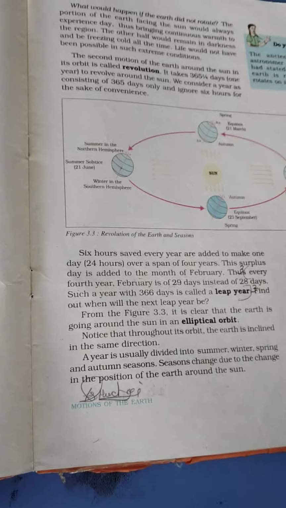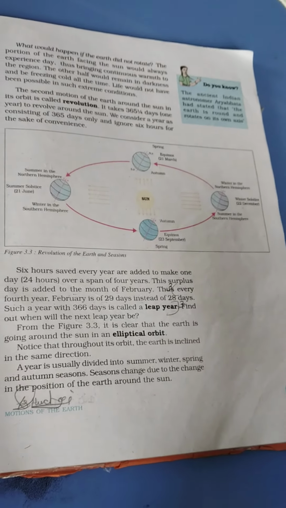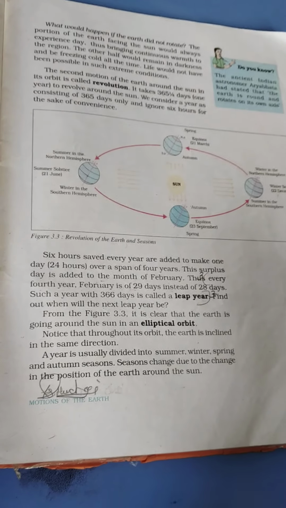So due to the revolution of the earth, as it depends on the sun and the revolving, the earth makes different seasons in different areas. So I think you are clear.